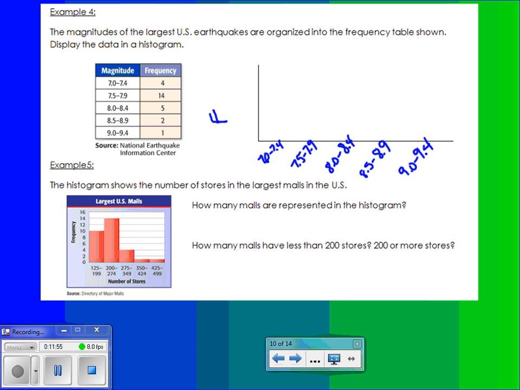Magnitude. Frequency of magnitude. Okay, what is this along the bottom, this interval? This is magnitude. So let's put magnitude down here. Magnitude is how strong an earthquake is. They put it on a scale of 1 to, usually, I don't know, with earthquakes. Is it 1 to 10? Scale of 1 to 10 for earthquakes. Okay, it's the Richter scale, right? So this is magnitude along the bottom, and this is the frequency of the magnitude.